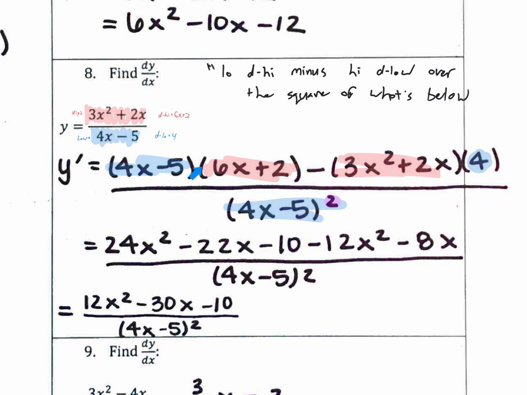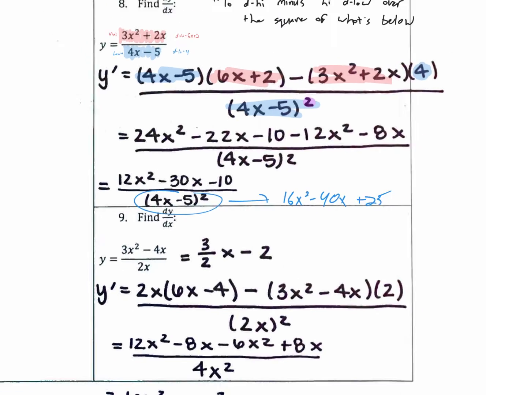We distribute out 4x minus 5 into a 6x plus 2. There's your result. We distribute a 4 into this 3x squared plus 2x, but be careful that minus sign affects both terms. Here is our result. We then combine our like terms. If you really wanted to, you could write that denominator as 16x squared minus 40x plus 25 if you feel like being an overachiever and expanding that out, but I'd honestly prefer it in that form.